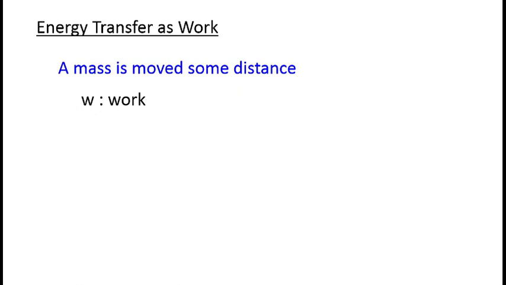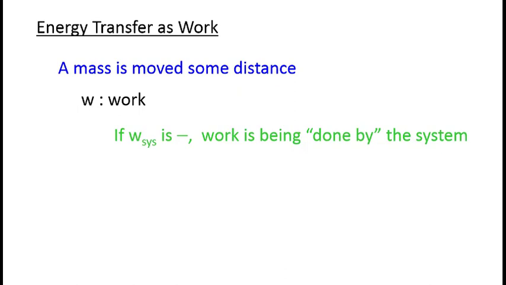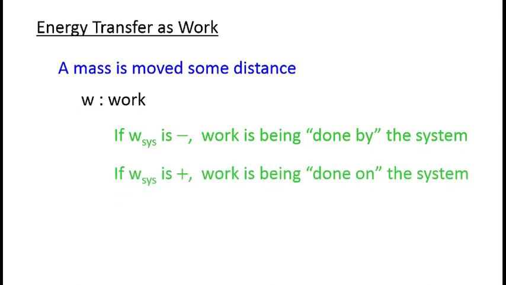Work is given the symbol W, and again, the sign is important. If W of the system is negative, we say that work is being done by the system. If the value of W is positive, we say that work is being done on the system.